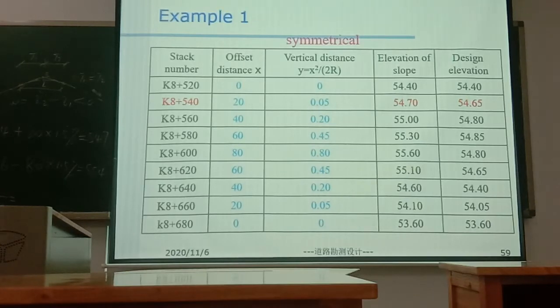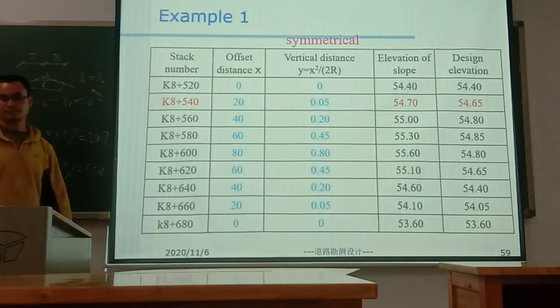Is equal to 0.0. Okay, so use this value minus this value, we can get the result. The design elevation of the vertical curve. Understand?